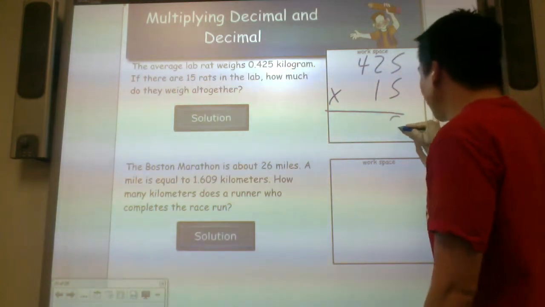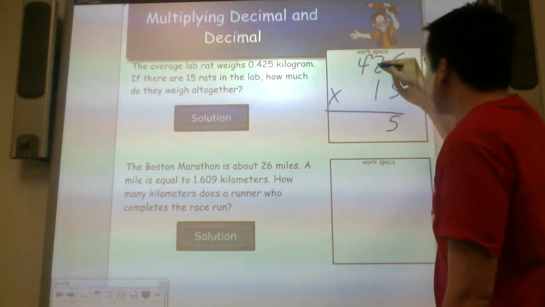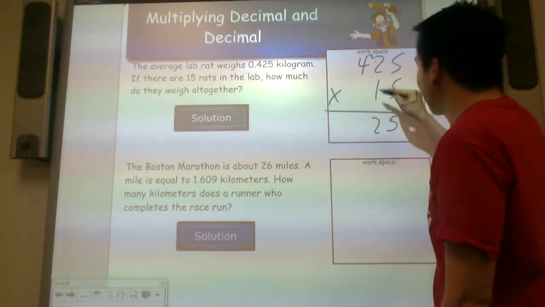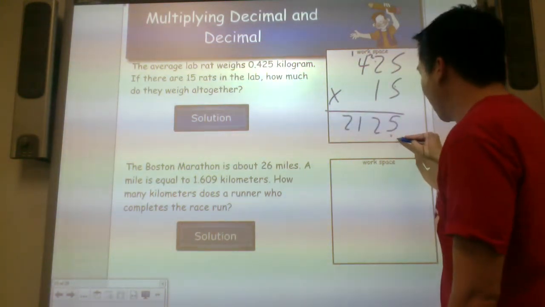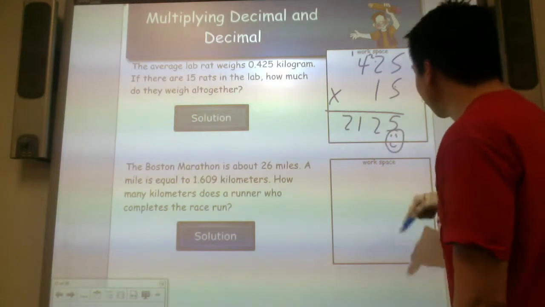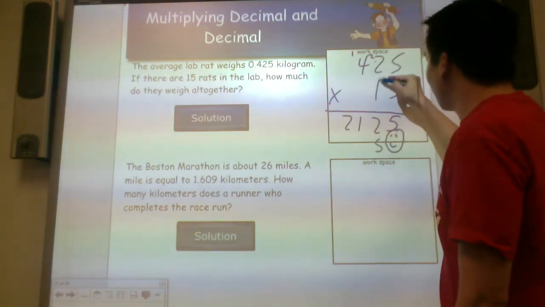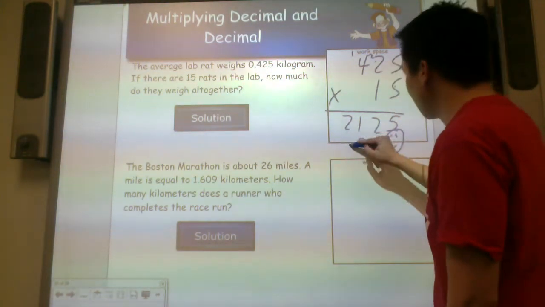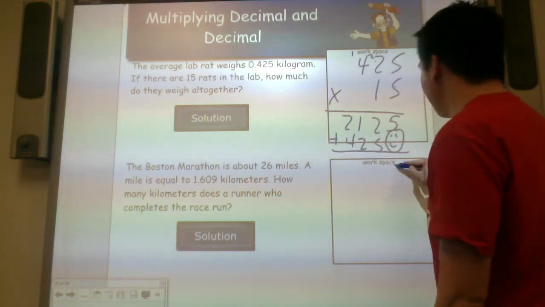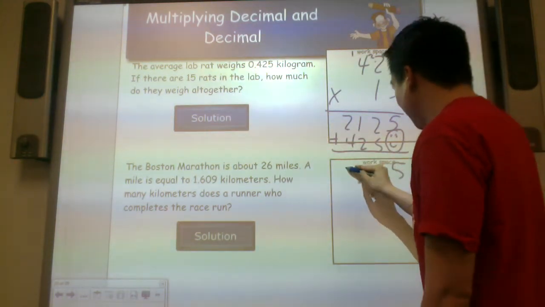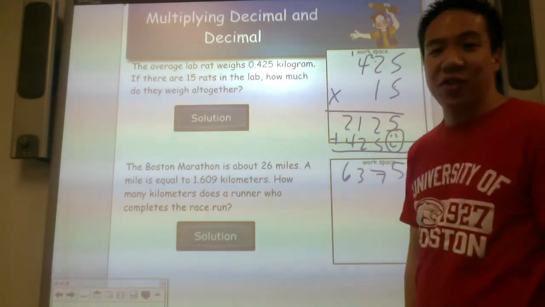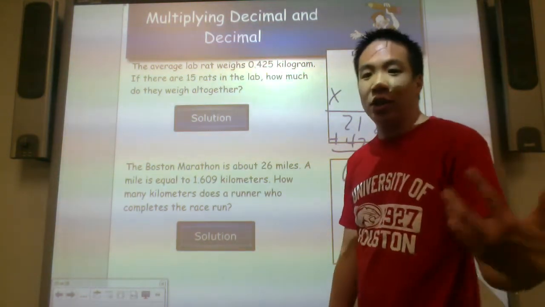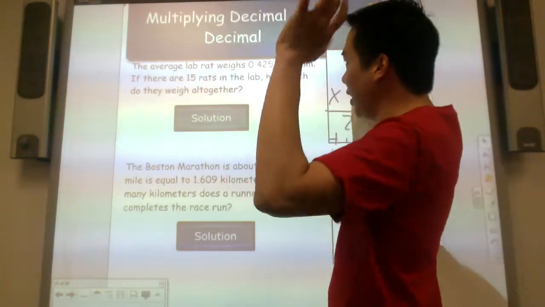5 times 5 is 25, carry the 2. 5 times 2 is 10 plus 2 is 12, carry the 1. 5 times 4 is 20 plus 1 is 21. I put a placeholder, smiley face. 1 times 5 is 5, 1 times 2 is 2, 1 times 4 is 4. And what does this add up to? 5, 7, 3. So will all these rats weigh 6,375 kilograms? No, they'll be killer rats. We'll all be screaming.